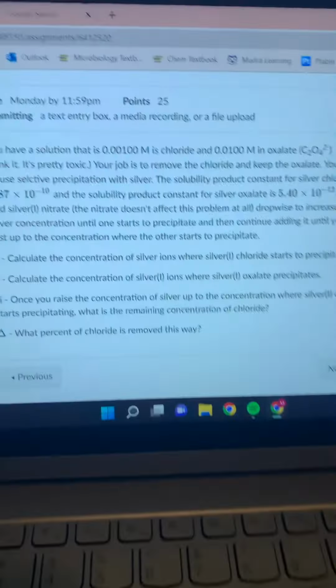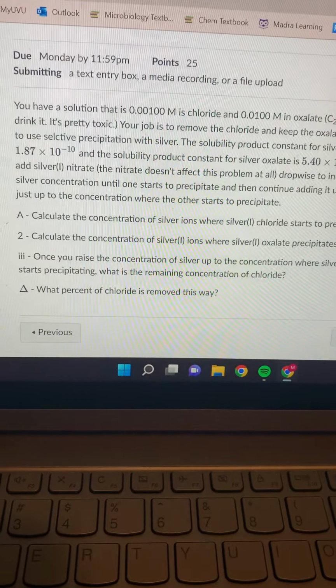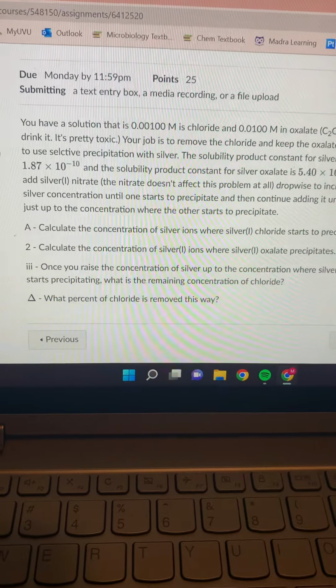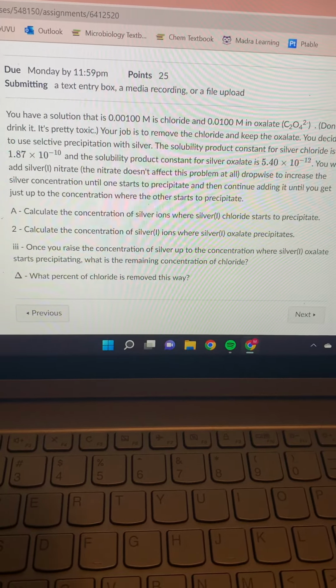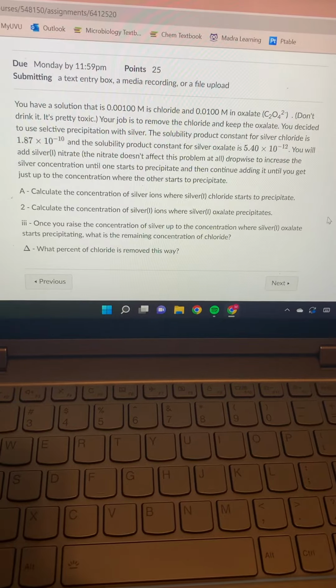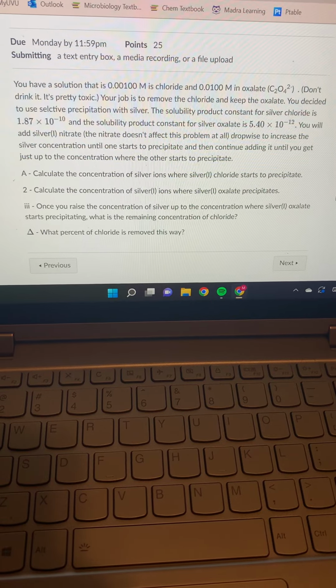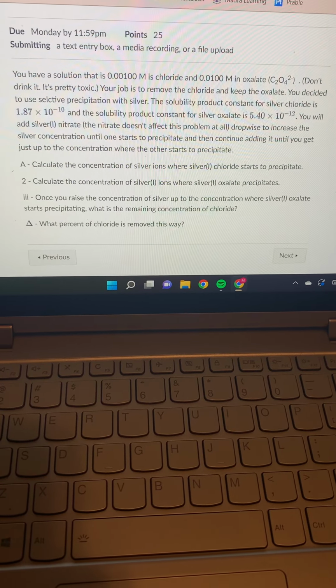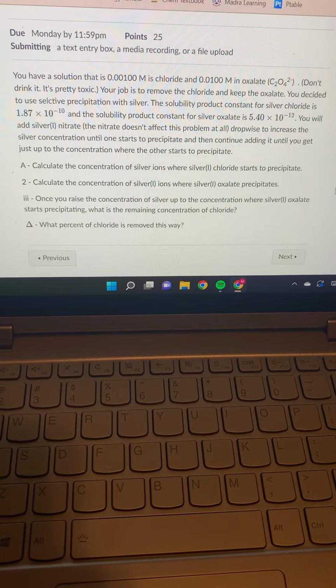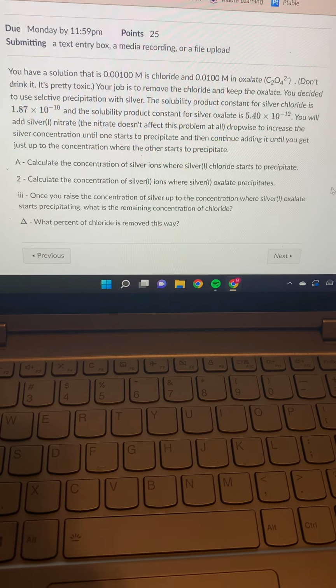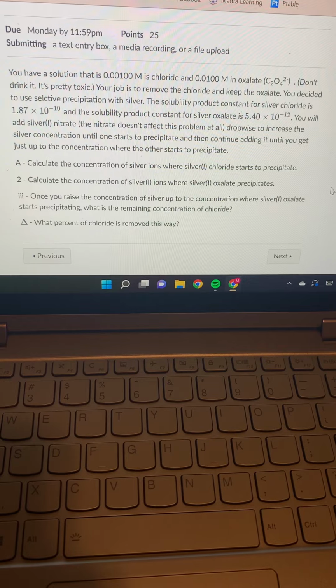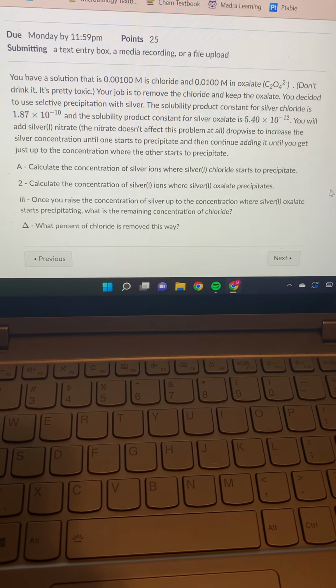I'm just going over the chapter 15 video homework, and here's what we've got. Ultimately we're trying to find what percent of chloride is removed. We have a solution that is 0.001 molar chloride and 0.01 molarity oxalate. The solubility product constant for silver chloride is 1.87 times 10 to the negative 10. The solubility product constant for silver oxalate is 5.4 times 10 to the negative 12.